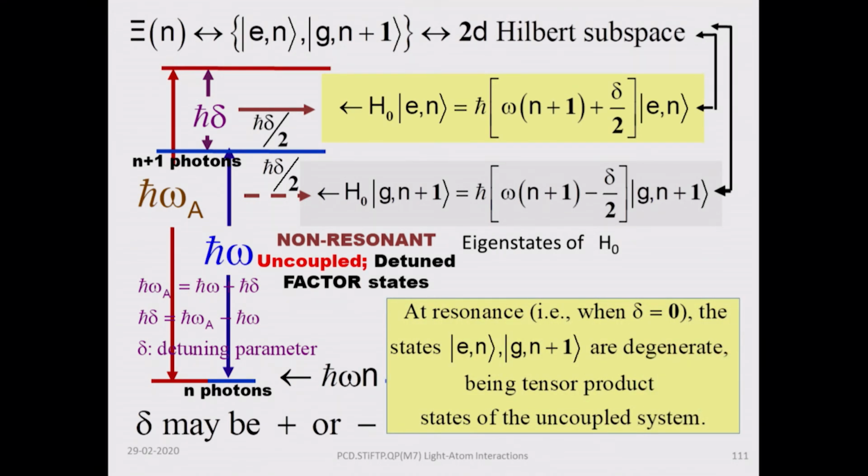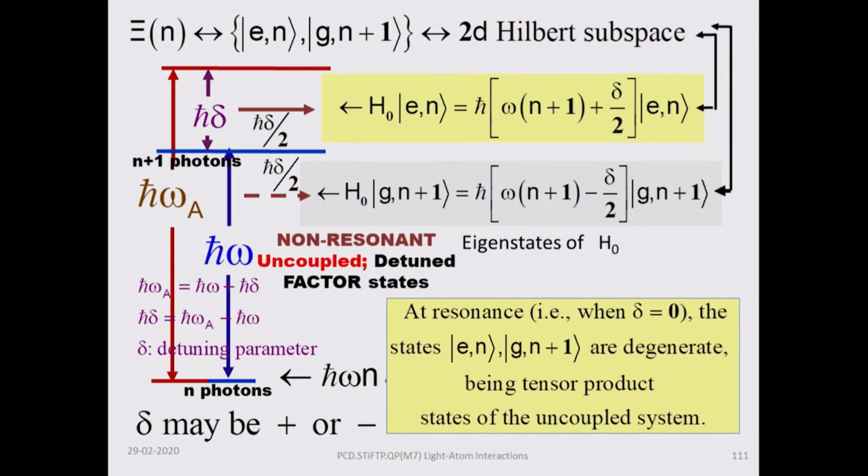So, at resonance, if you look at these energy eigenvalues, they become equal when delta is 0. Delta is the detuning. At resonance, they would become degenerate, but we have written this in product states, in tensor product states. The electromagnetic field interaction with the atom will remove this degeneracy. Okay, there is that interaction. So, here this is written in factor states.